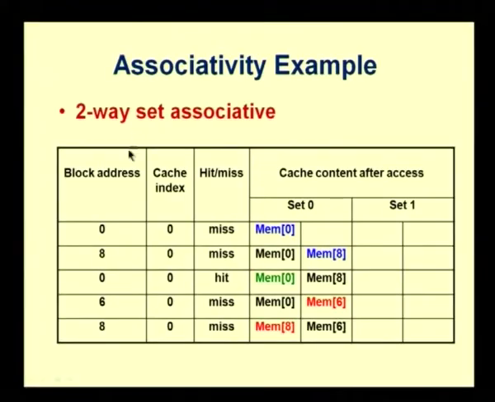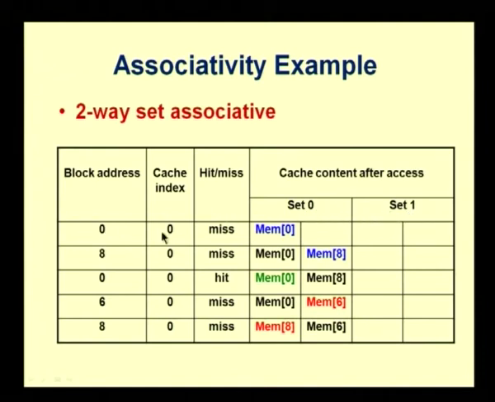Now, let us look at a two-way set associative cache for the same sequence of operations: 0, 8, 0, 6 and 8. So, for block address 0, it is a two-way set associative cache, which means it is going to map into only 2 sets, set 0 or set 1. So, I will do a mod 2 operation.